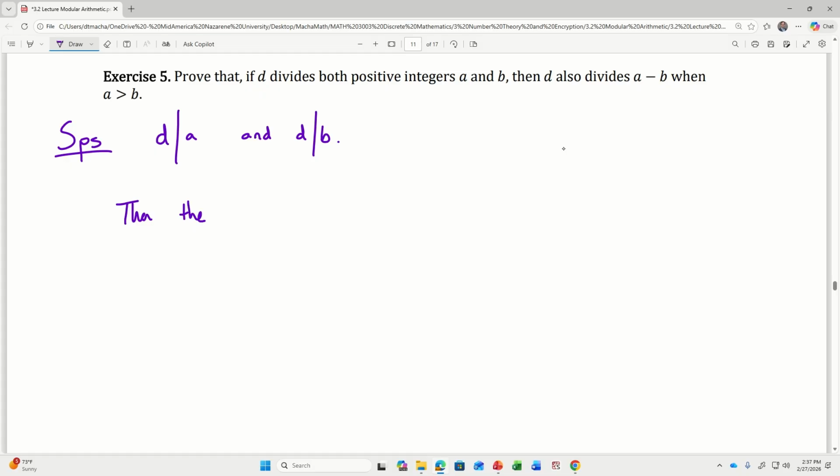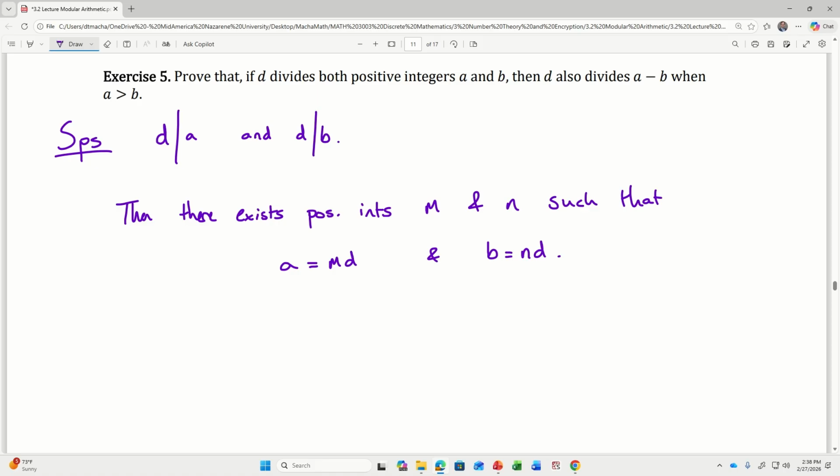Then there exist positive integers. We've got to come up with a name for them. Let's call them m and n, such that a is equal to m times d and b is equal to n times d. That's just the definition of divides, right?